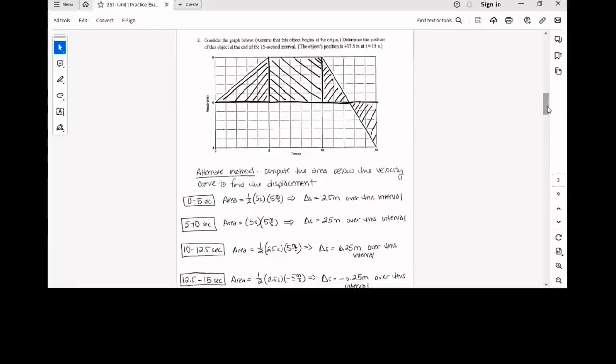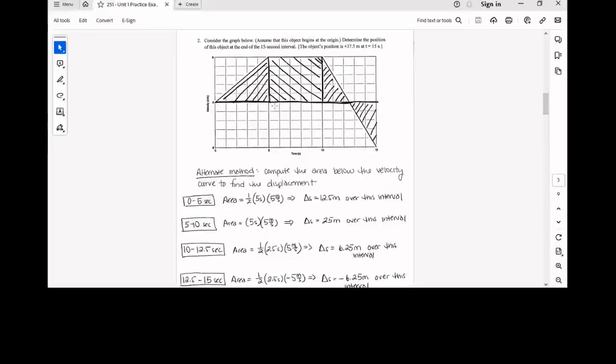So this is exactly the same graph, split up into pieces. Now going from 0 to 5 seconds, 5 to 10, I have 10 seconds to 12.5 seconds, and then 12.5 to 15, because I can see that the velocity of this object is going to be 0 meters per second at exactly 12.5 seconds. Okay, so I've got a group of triangles and rectangles.